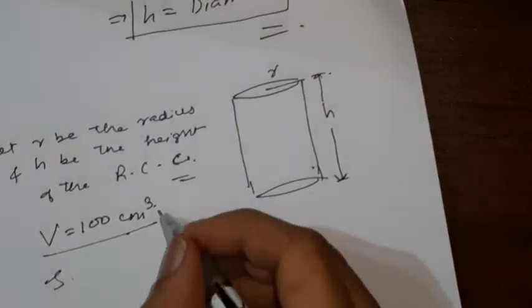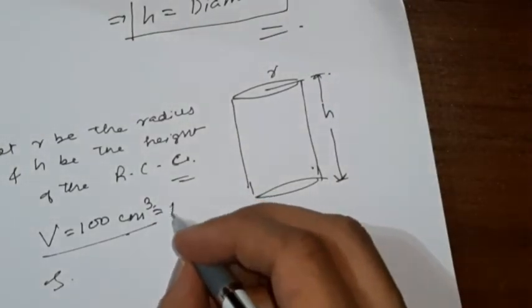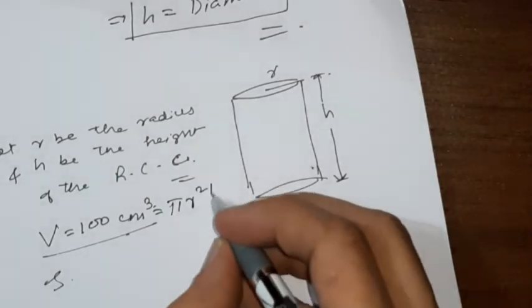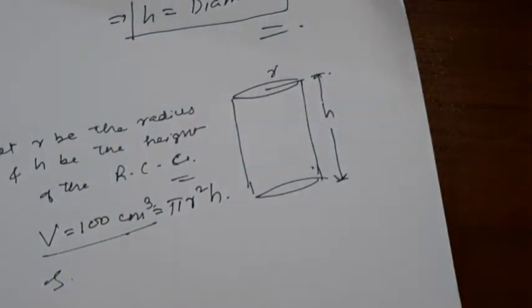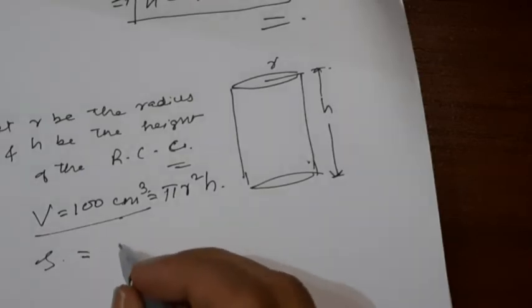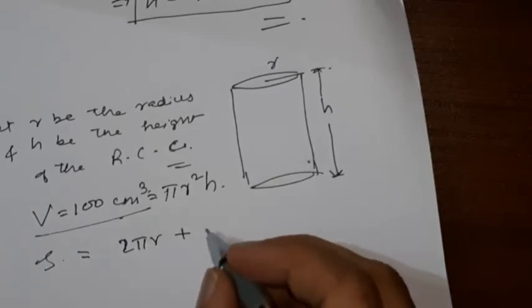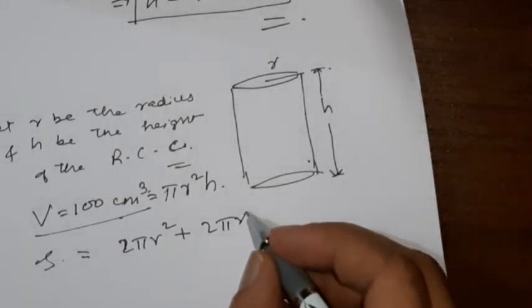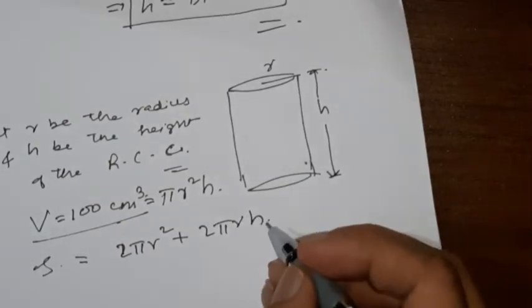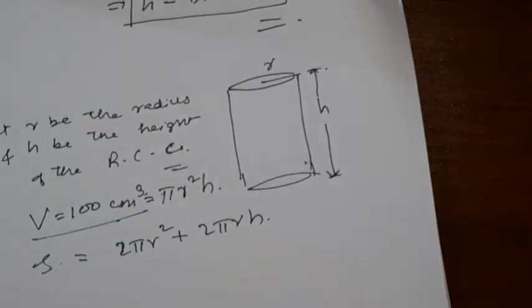Now, the volume formula of the cylinder is pi r square h. And the S formula, the surface area, is 2 pi r square plus 2 pi r h. This is the formula for surface area.